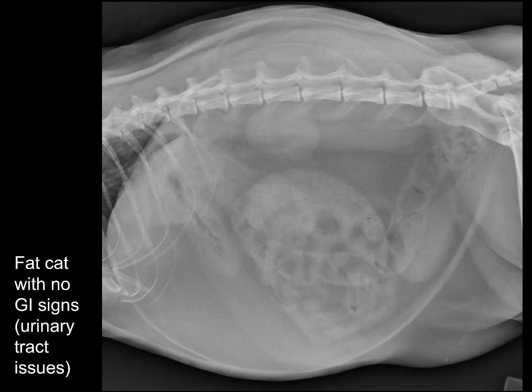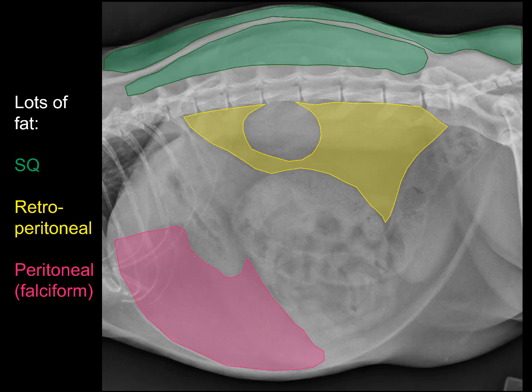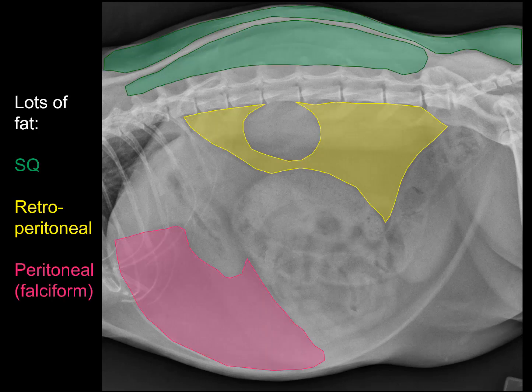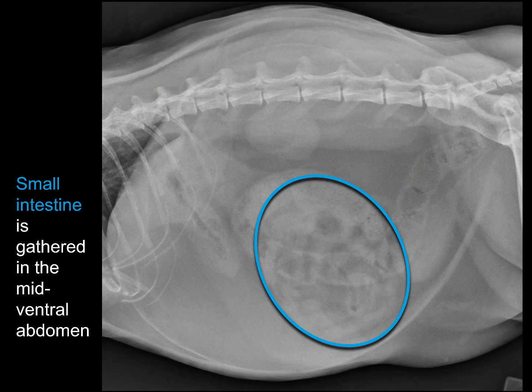So here we have a normal fat cat. He's not here with GI signs, he's here for urinary issues, so his GI tract is normal. And one thing that we see is that there is a ton of fat. Lots of sub-Q fat, lots of retroperitoneal fat, lots of peritoneal fat. So it creates a very nice contrast in this patient. We actually can see the small intestine and the other soft tissue structures really nicely. And what we notice here is that the small intestine is gathered in the midventral abdomen.